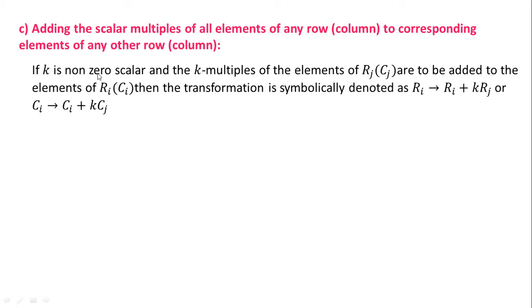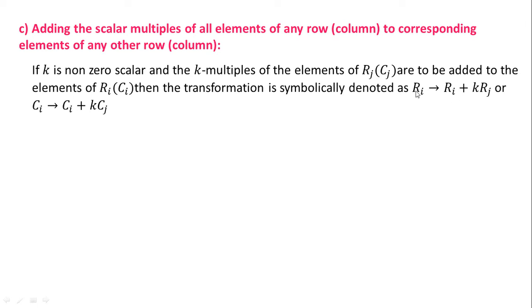Suppose k is a non-zero scalar and the k multiples of the elements of Rj or Cj, Rj for the jth row and Cj for the jth column. But here we will discuss only rows, so don't think about columns. Just see, the elements of row Rj are to be added to the elements of Ri. Then the transformation is symbolically denoted as Ri changes to Ri plus k into Rj, or for a column like this. I will explain in detail.